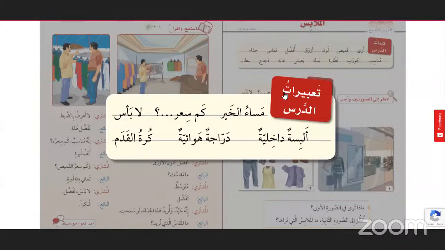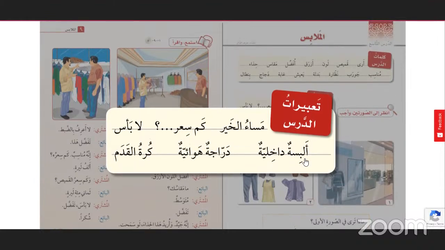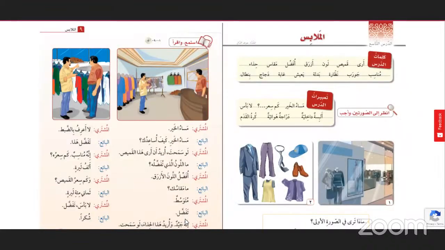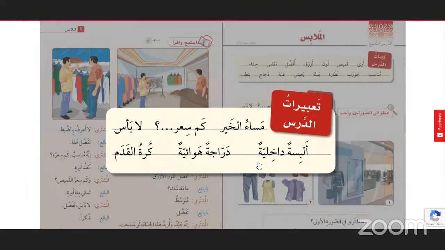Sir, albisatun dakhiliyatun. Undergarments. What's the meaning of labasa? Where's the word, sister? You mean albisa? Albisa is the plural form of Libas, just like malabis, albisa. Okay. So, la ba's means don't worry. Yeah, don't worry.